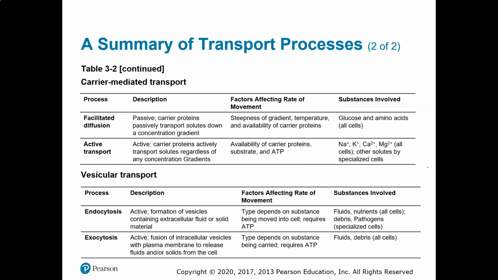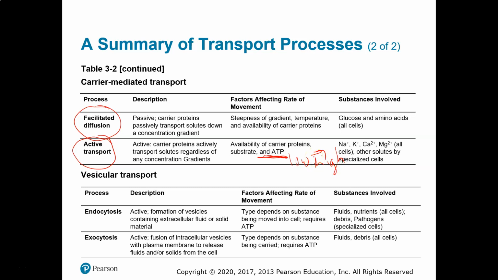Okay, this facilitated diffusion is another passive process, but it requires carrier proteins. Active transport is an active process. It requires energy, a carrier protein, and it also moves substances against their concentration gradient. So instead of moving from high to low, they're moving from low to high concentration.